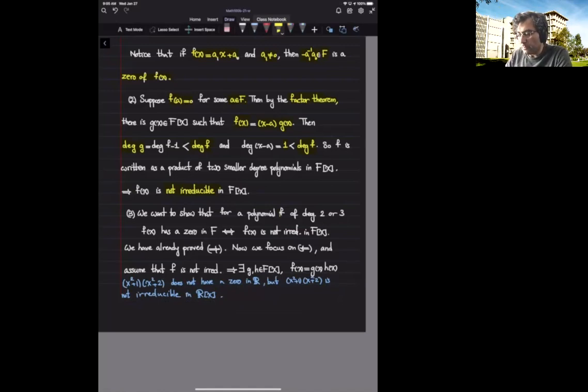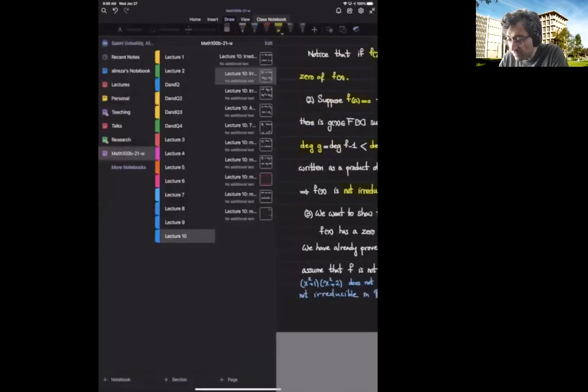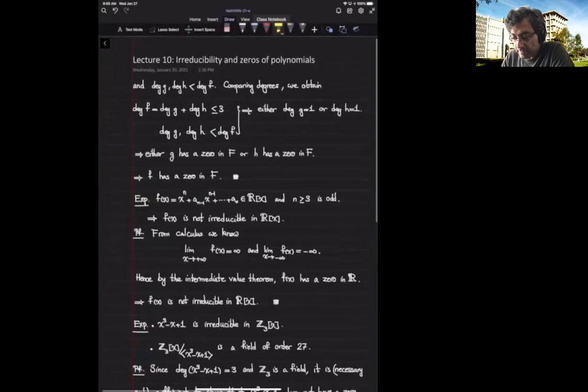So suppose that I'm giving you a polynomial f, and suppose that it has either degree 2 or degree 3, and assume that it is not irreducible. What does that mean? This means I can write f as a product of two polynomials, let's call them g and h, so that the degree of both of them is strictly less than the degree of f. This condition is always the same as saying that neither of them is a constant polynomial. So whenever f is not irreducible, I can write it as a product of two smaller degree polynomials, and neither of them can be constant. So this is what I'm writing over here.